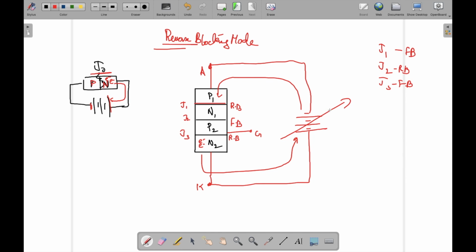If I go on increasing the voltage, then the junctions J3 and J1 will collapse, or it will break. Okay, and then conduction starts, but that will be a permanent damage. Then you cannot reverse it back. The J1 and J3 will be completely damaged, and therefore you will not be able to use the SCR further. So in reverse blocking mode, we cannot do much because this is the limit to which it is designed.